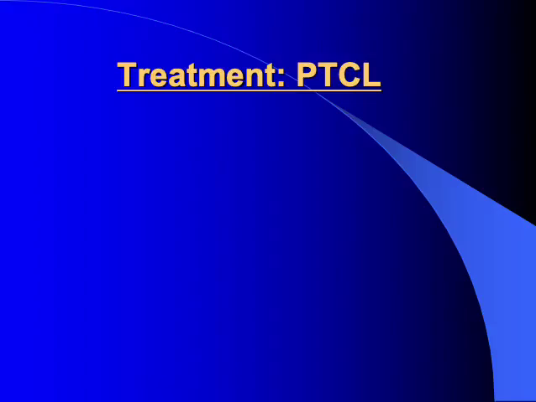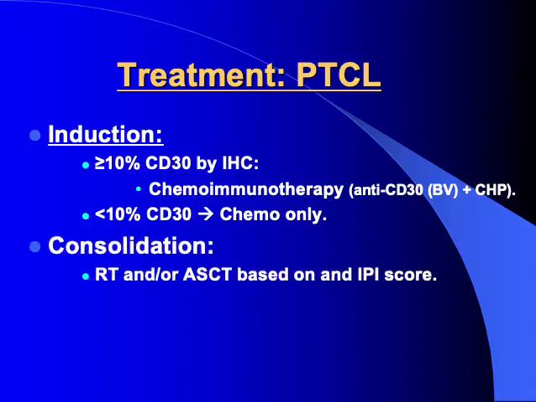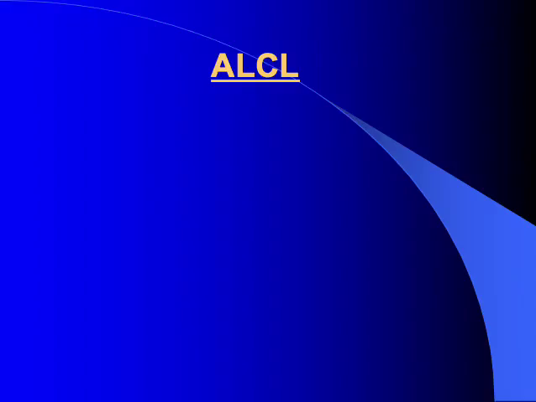Treatment of peripheral T cell lymphoma, induction. Remember the CD30. We said we use it for therapies. So lymphomas with more than 10% positivity for CD30, we treat them with anti-CD30, which is brentuximab, in addition to chemotherapy. If there is less than 10% CD30, we consider that negative, and we treat with chemotherapy without anti-CD30 brentuximab. Consolidation, either radiation therapy or a stem cell transplant.